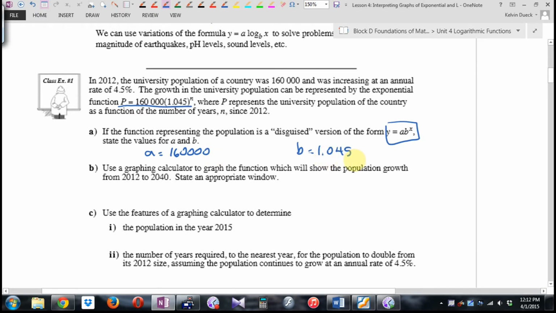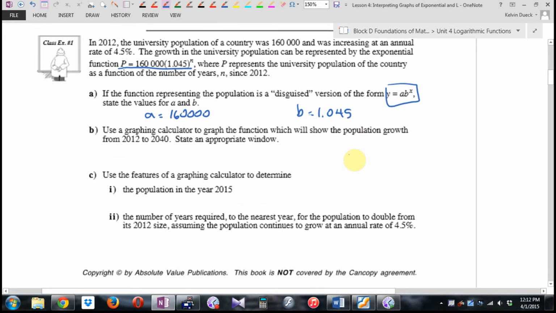And Darien, in the old Math 12 curriculum, we actually made the kids come up with the equations on their own, and my students would memorize whatever my initial starting point, if it's a population, whatever I'm starting with, that goes where the A goes. It was kind of nice, because what's the first letter of the alphabet? That's your starting point. At least that works nice. And then whatever my rate was, that went where the B is. If it was the percentage, you had to add 1, though. So it's not 0.045, it's 1.045. It says, use a graphing calculator to graph a function which will show the population growth from 2012 to 2040. State an appropriate window. Okay.